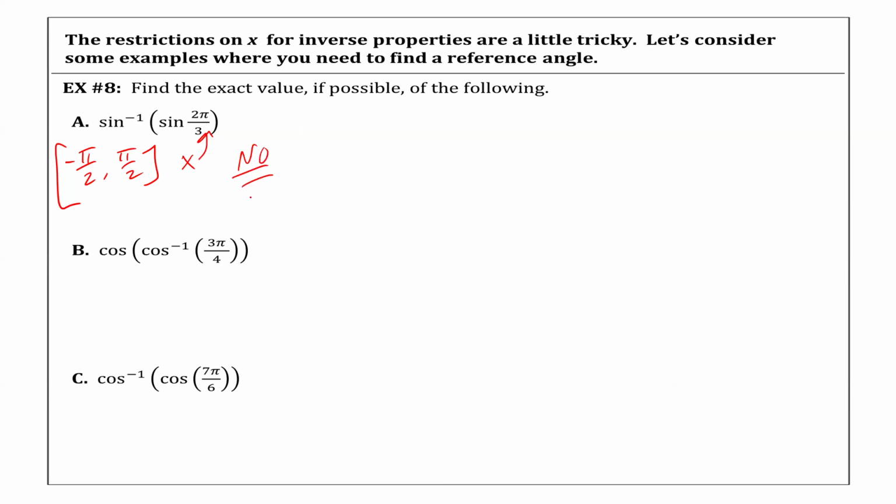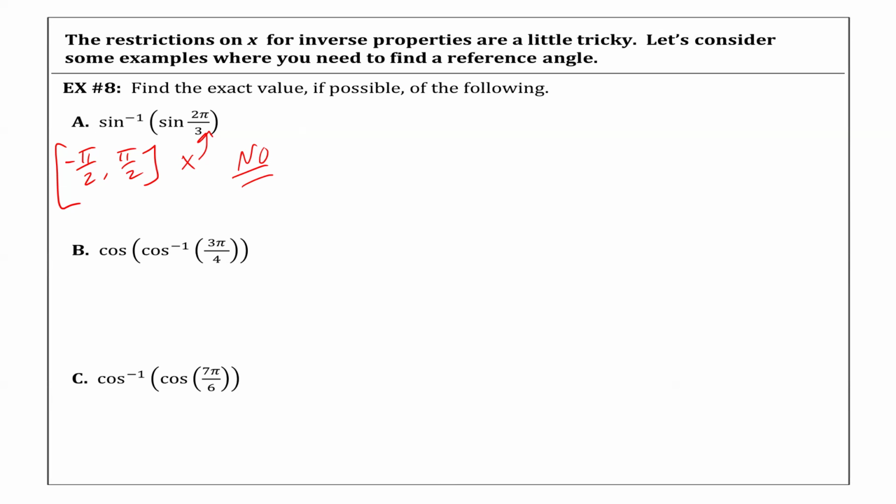When it doesn't fall in between that interval, that means you have to evaluate. Negative pi over 2 to pi over 2 is essentially just the whole right side of the unit circle. Yes. Okay. So how is 2 pi over 3 in that interval? It's not in that interval. Did we say it's not in that interval?